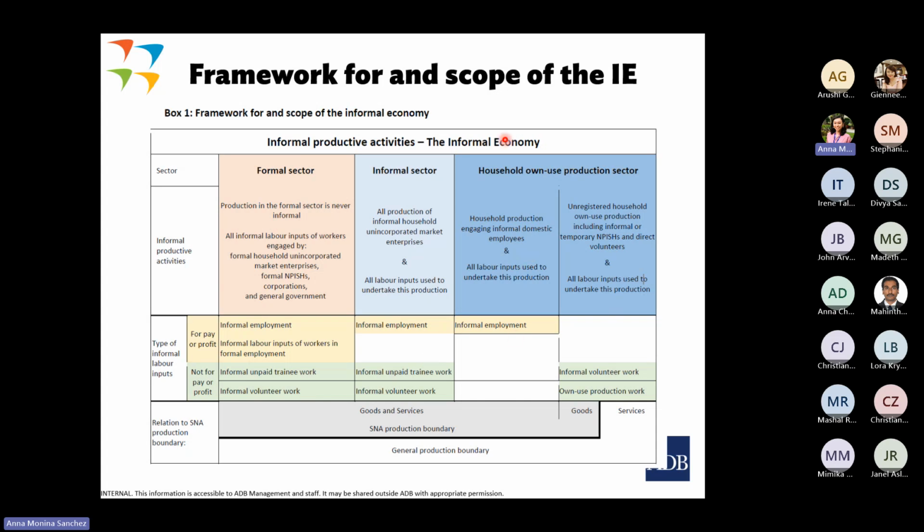So for pay, there is informal employment. For not, if there is no pay, there is informal volunteer work and own use production work. And now we relate these to the SNA production boundary. All types of sectors would fall under the SNA production boundary, except for the portion of your household own use production sector that provides services for own use or by temporary NPISH and direct volunteers.